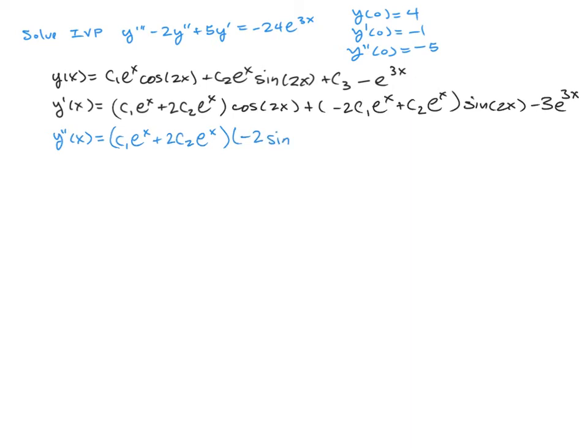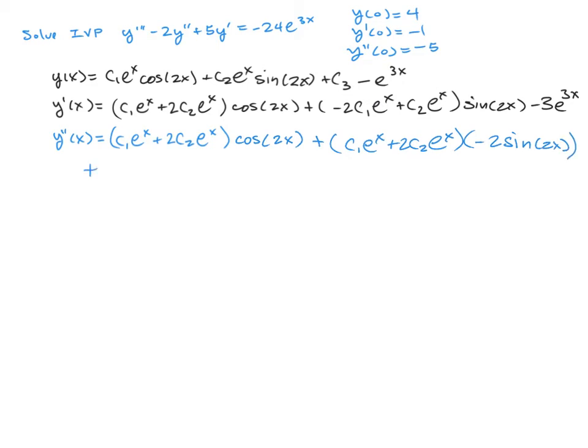So we need to make sure we go in, and that's going to be still the cosine of 2x. Let's think about what we're doing here. So again, that's cosine of 2x plus the first, which is c1 e to the x plus 2c2 e to the x, times the derivative of the second, which is -2 sine of 2x.